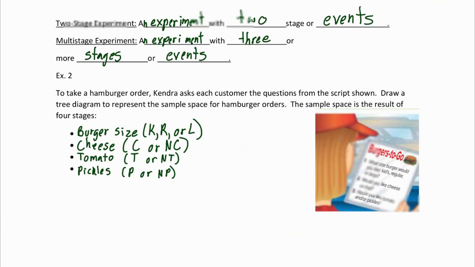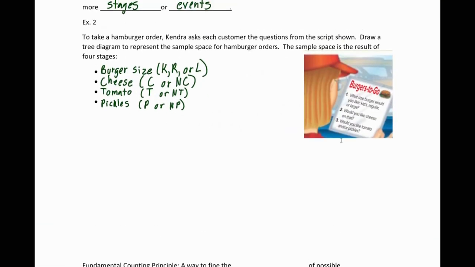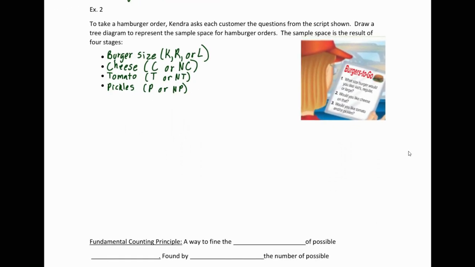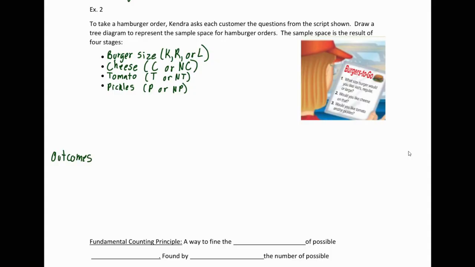So this is a multi-stage. Again, there's space here, but be really careful. You may have to write small because there are going to be a lot of ones here. So we, again, are trying to find our outcomes. Okay, so first step is burger size. I might write this differently. I think I'm going to switch this, actually. I'm going to put outcomes up here.